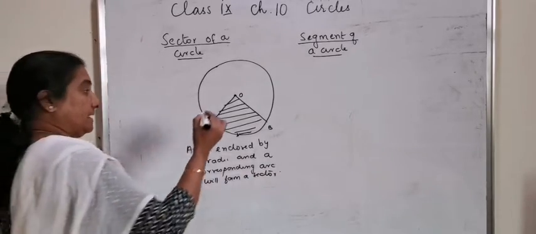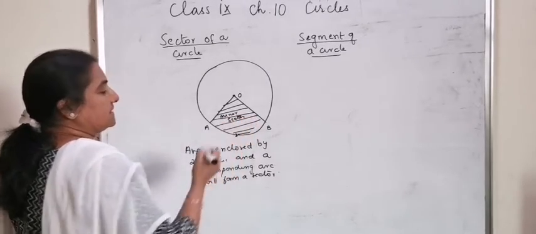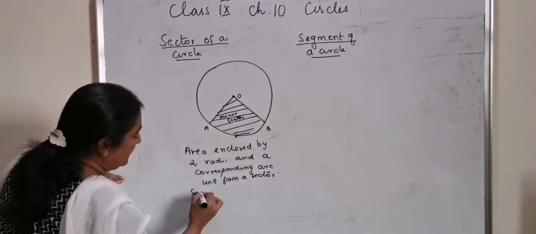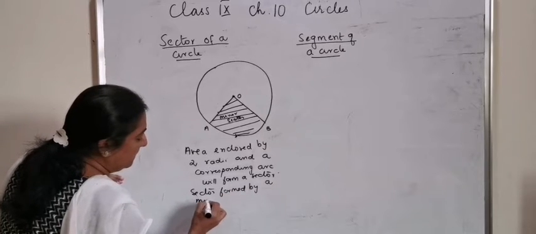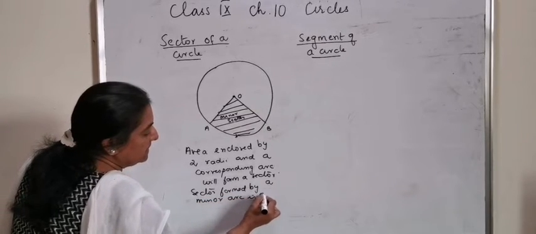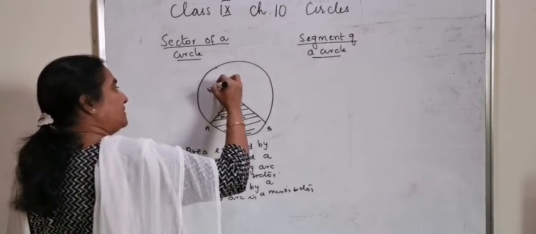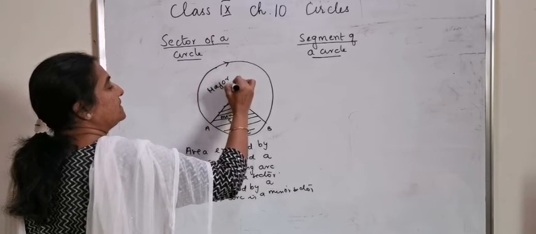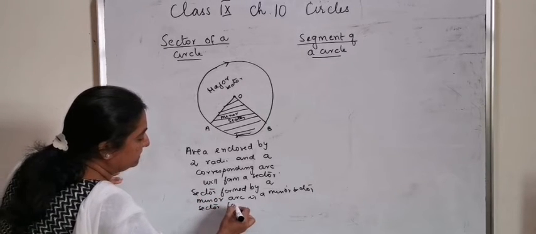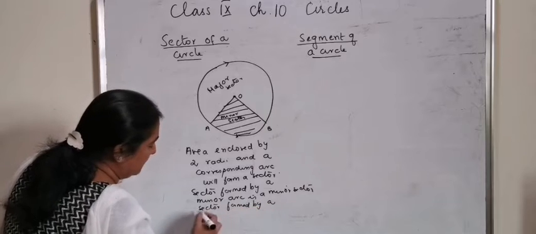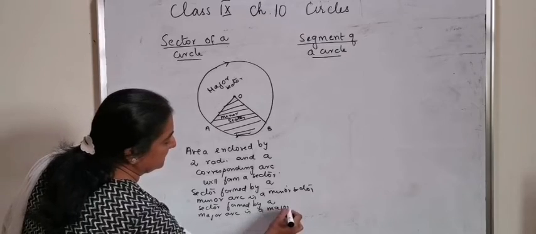In the figure, the sector is a minor sector. The sector formed by a minor arc is a minor sector, and if it is formed by a major arc, it is called a major sector. The sector formed by a major arc is a major sector.